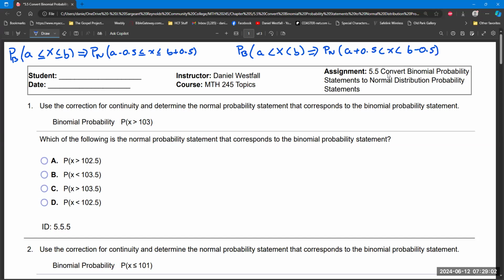So let's go ahead and look at this first one. There's no or equal to sign, so I'm using the second rule. 103 is on the small side of the inequality symbol. X is bigger, so my 103 is a, since it's on the small side. I'm going to add 0.5 to that, and x is going to be bigger than 103.5.